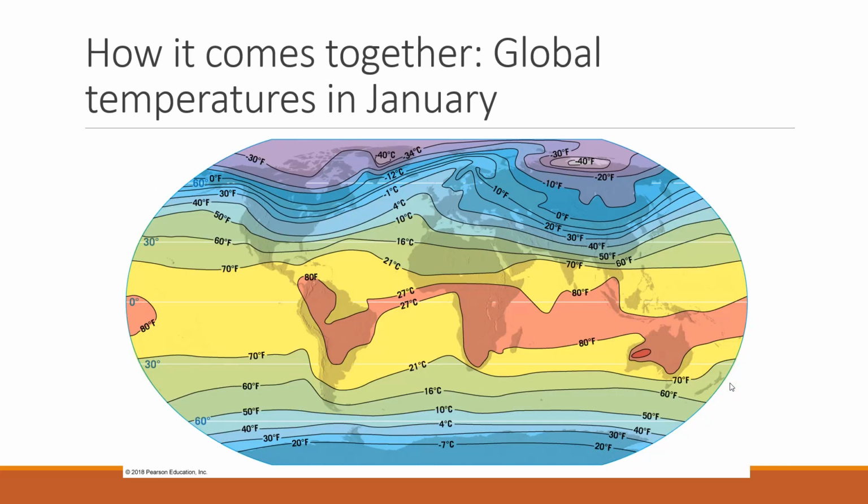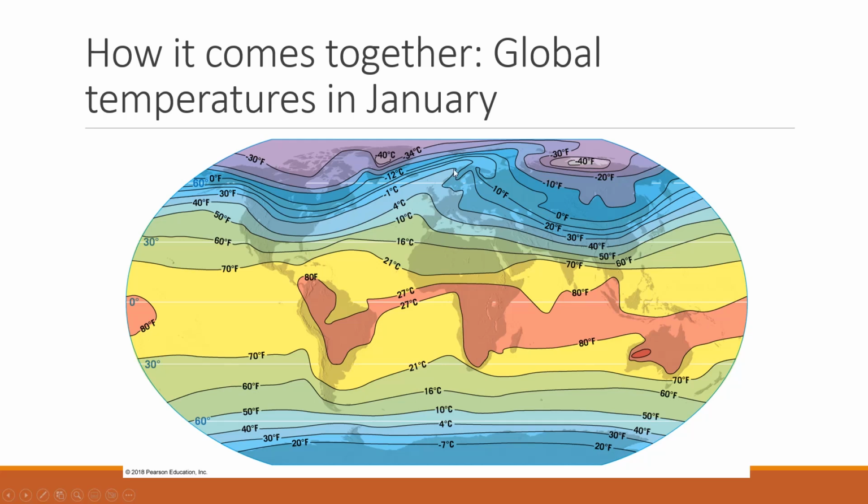This is a map showing us global temperatures in January. January again is the northern hemisphere's winter, the southern hemisphere's summer. We can see that the northern hemisphere has colder temperatures because we're having less light coming in. Those areas north of the Arctic Circle have very little, or rather no, light coming in, so it's quite cold.